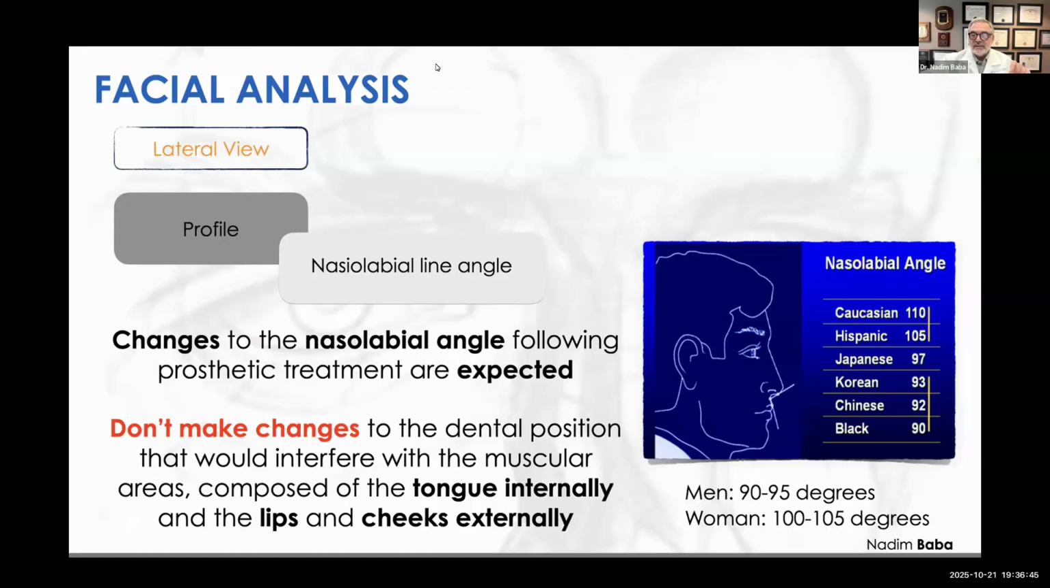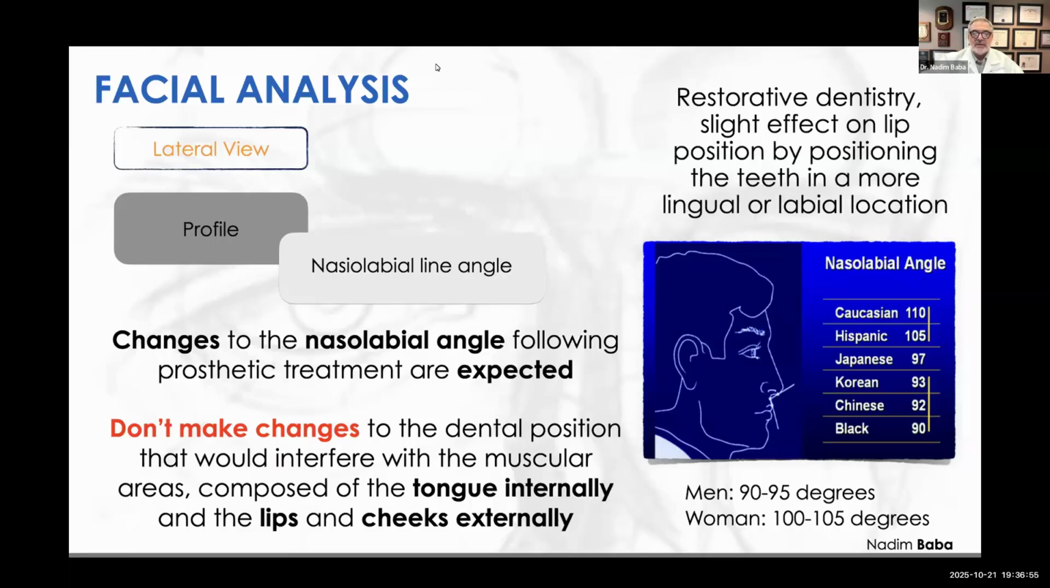Now, this angle varies between men and women. With men, it's around 90 to 95 degrees. With women, it could be like 100 to 105 degrees. Restorative dentistry has a slight effect on lip position, by positioning the teeth in a more lingual or labial location. Now, again, if a patient wants to change that nasolabial angle, that's not something you will be able to do with your crowns.